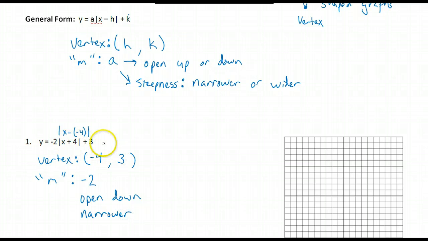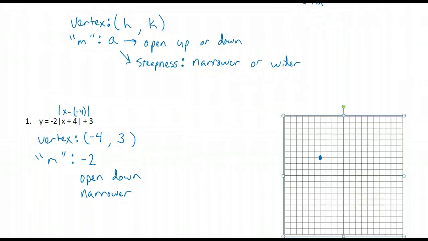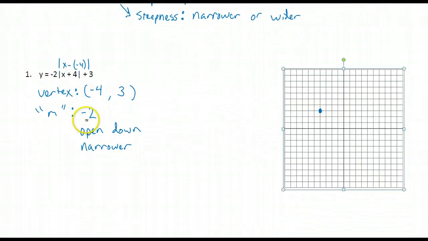To graph this absolute value function, start at the vertex. So we're going to plot the point negative 4, 3. From there, we're going to use our slope. Our slope is negative 2. So I'm going to go down 2 and to the right 1. Down 2 and to the right 1. And I'm going to continue this all the way across my graph.